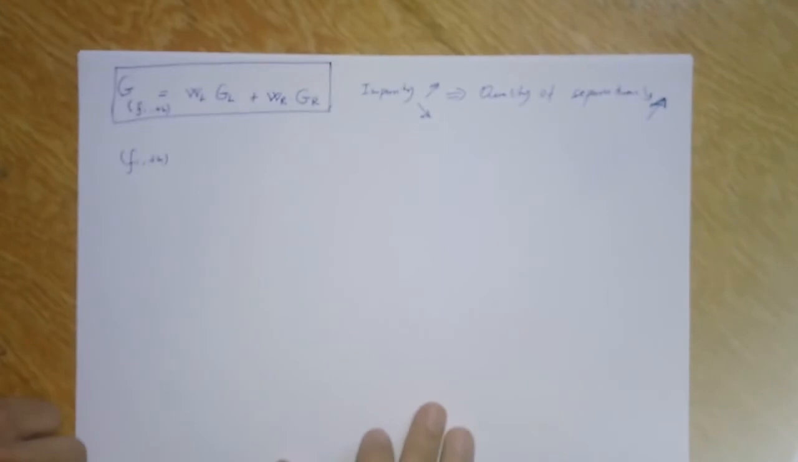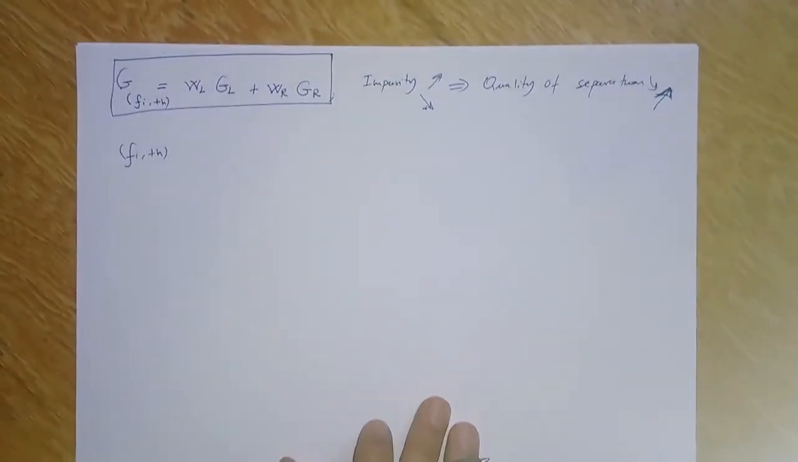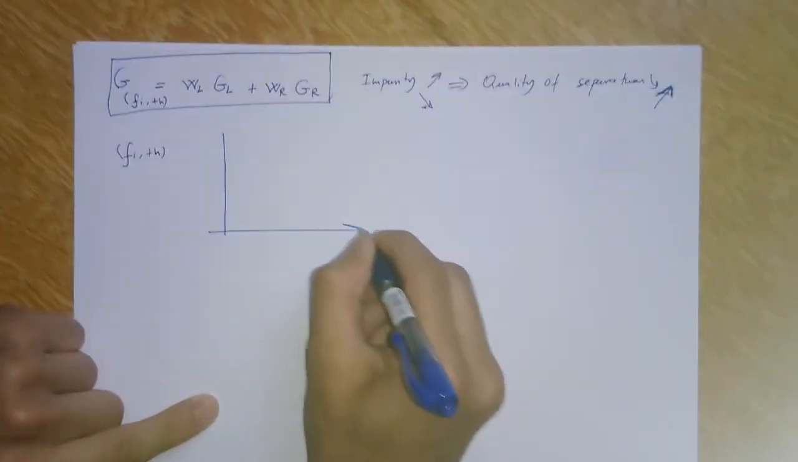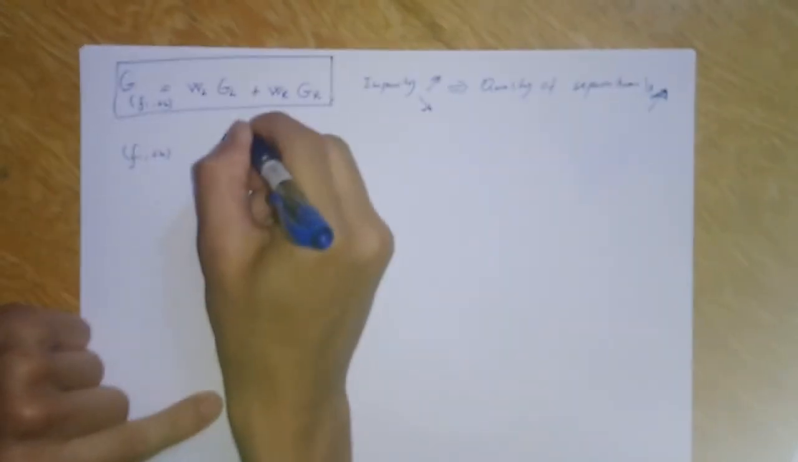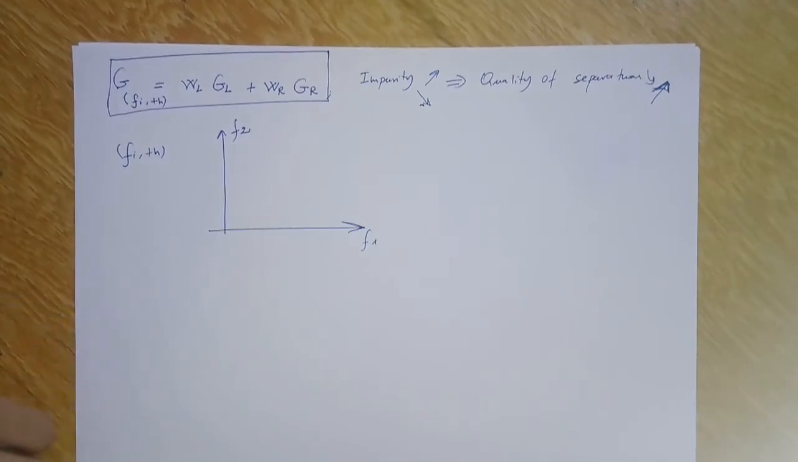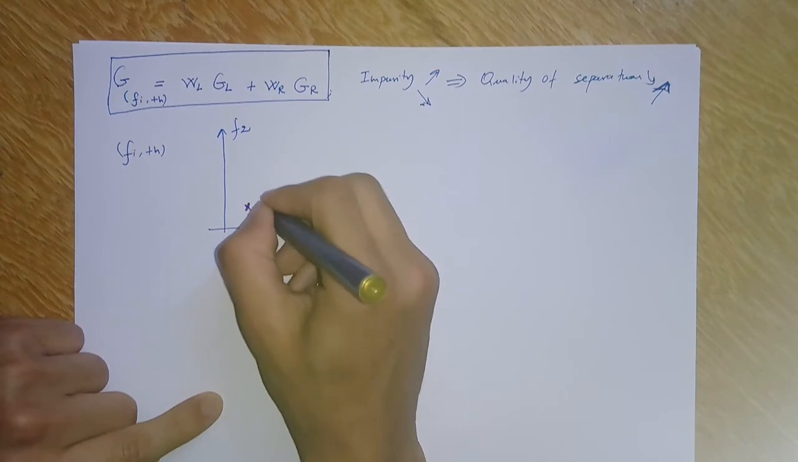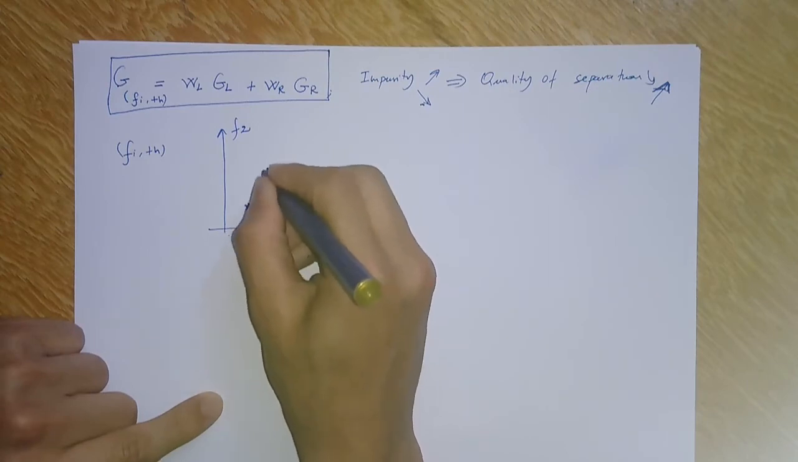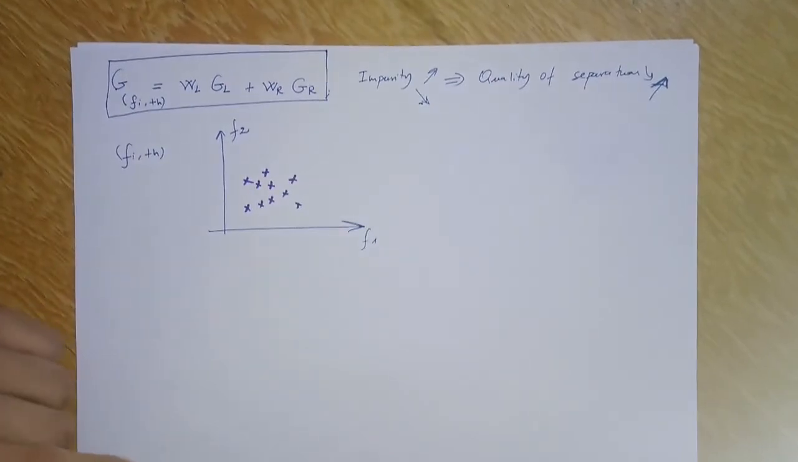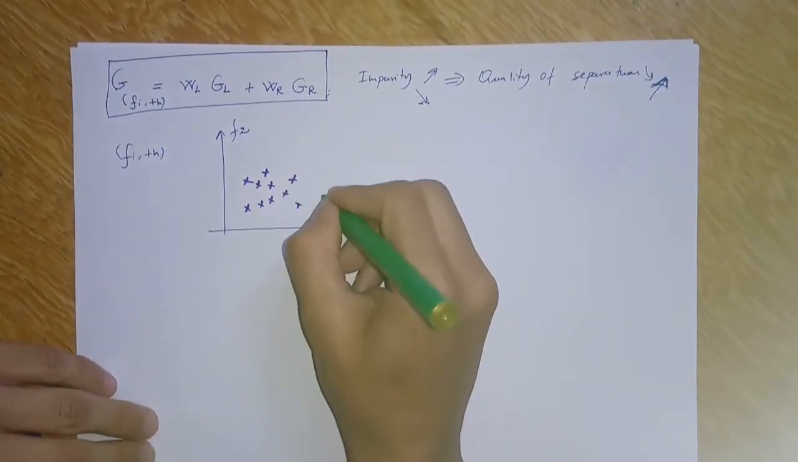So now let me give you a concrete example about how the CART algorithm would use that. Let's say that I have two features, F1 and F2. And let's consider the following distribution of my data set. Let's say that this color represents the first class. And again, this color, the green color, represents the second class.